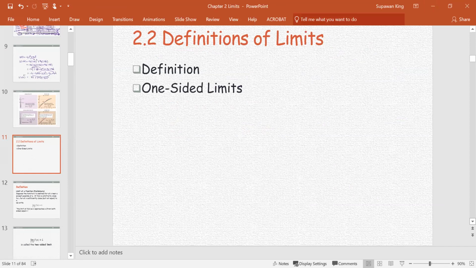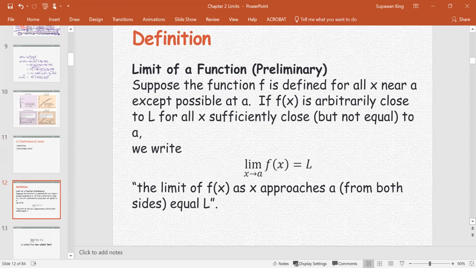All right, so let's see. This is going to be a brief one, the definitions of the limits. So by definition of the limit, we look at the function.